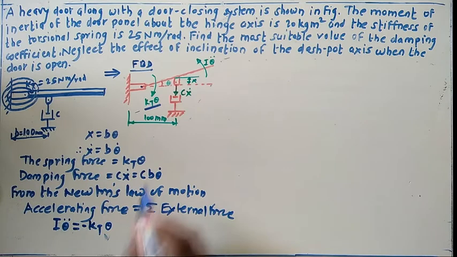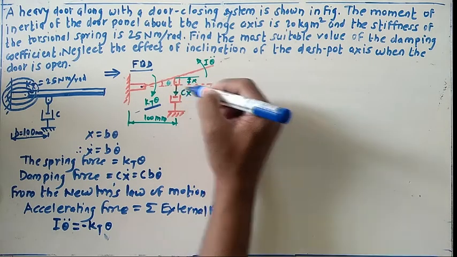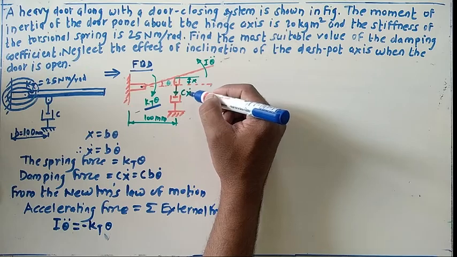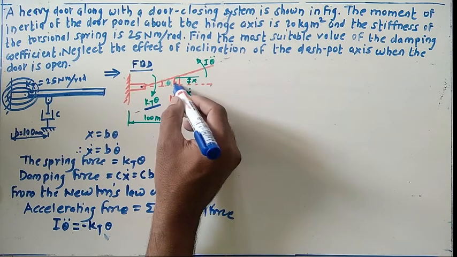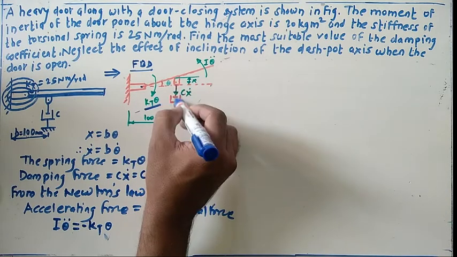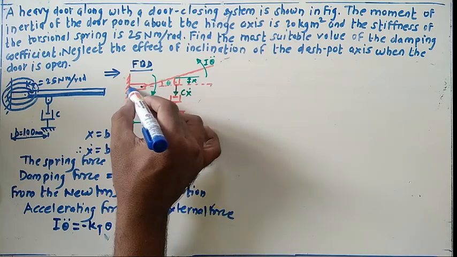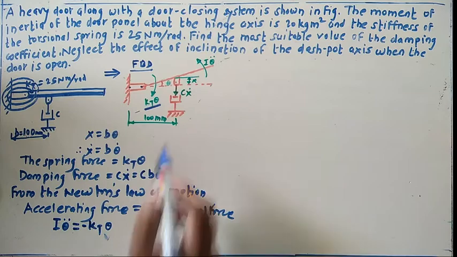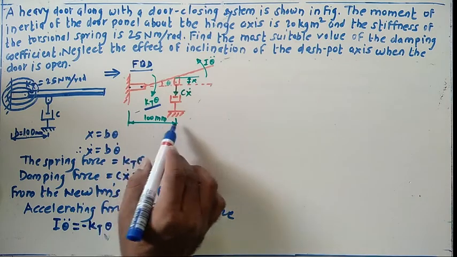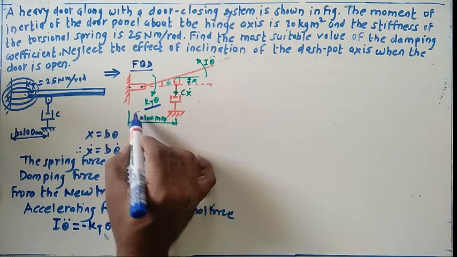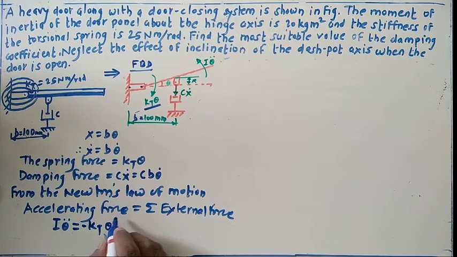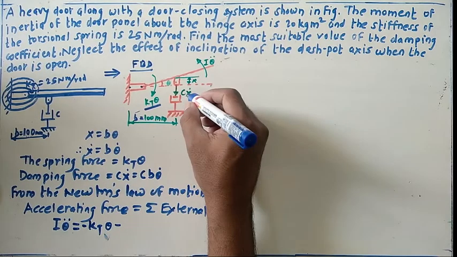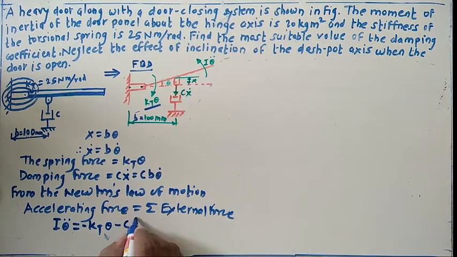What's about the next one? C into x single dot. Okay, so you have to take the moment of this force, this one c into x single dot, about this point. Okay, so what's about this one? This distance, just consider this one is nothing but the b. Okay, so we can get the next force cx single dot multiplied by this distance which is b.